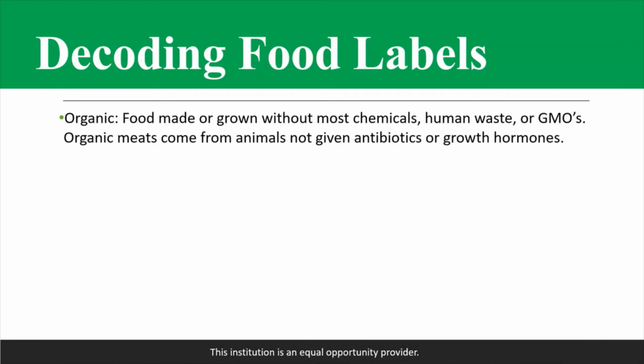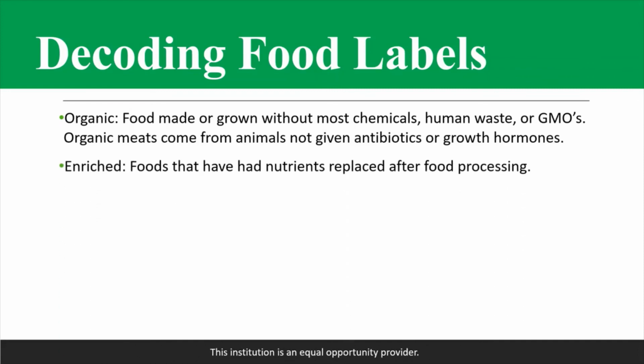Okay, so I just want to finish up with some terms that you might see on food labels. These aren't actually in the ingredient list, but they might be on the package somewhere. And I just want to go over each one and make sure everybody understands what it means. So the first one is organic. If you see the word organic on food labels, that just means the food is made or grown without most chemicals, human waste, or GMOs. And then if you see organic meats, this just means it's come from animals that have not been given any antibiotics or growth hormones.